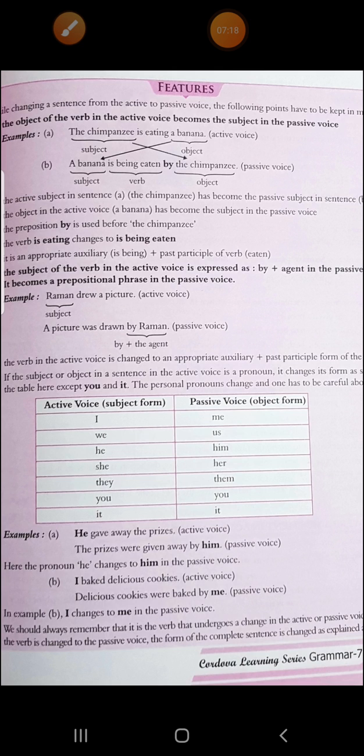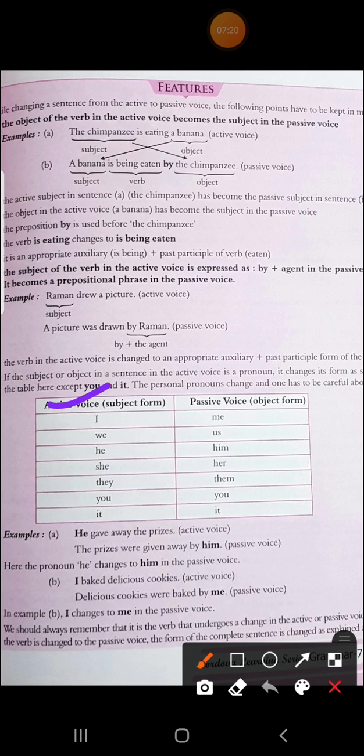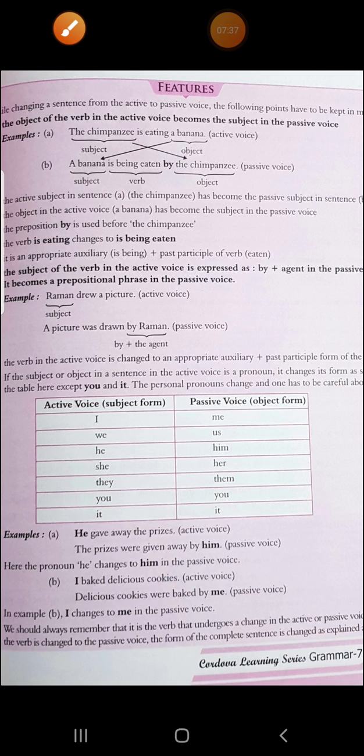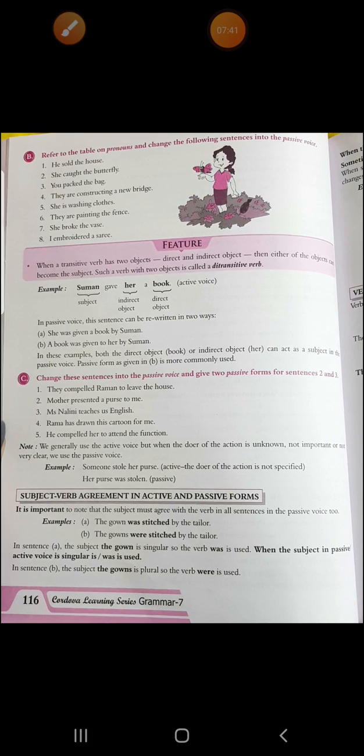Okay. Now see, in active voice, if I is written, then in passive voice it will become me. We becomes us. He becomes him. She becomes her. They becomes them. You becomes you. It remains it. Alright. So this was all on this page that you have to see. Now let's see the next page.